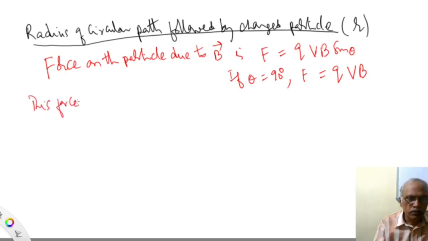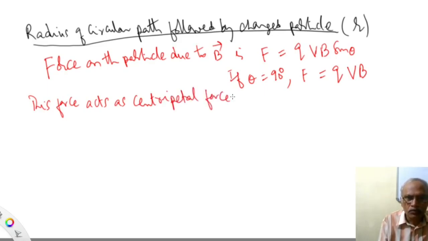Now this force acts like a centripetal force. Why centripetal force? Because this force acts toward the center. What is the formula for centripetal force? mv square by r. So we equate them. Therefore qvb equals mv square by r: the force on the charged particle due to the magnetic field, qvb, is the centripetal force, mv square by r.